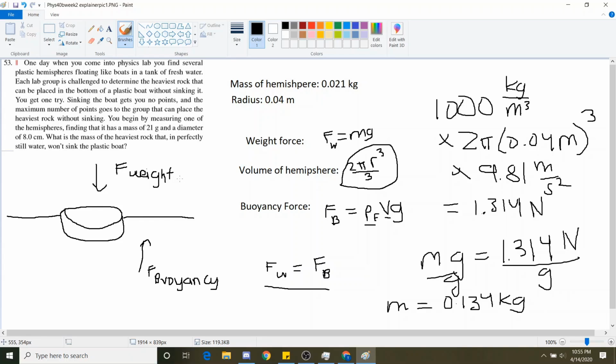And one of the most important steps, some students might try to stop right here, but we have to remember that the bowl has some mass too, and it's 0.021 kilograms, so we have to subtract this to find the mass of the rock that we want to put in. So that's minus 0.021 kilograms, and that's equal to 0.113 kilograms for our final solution.